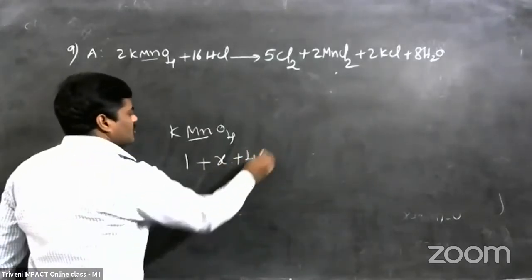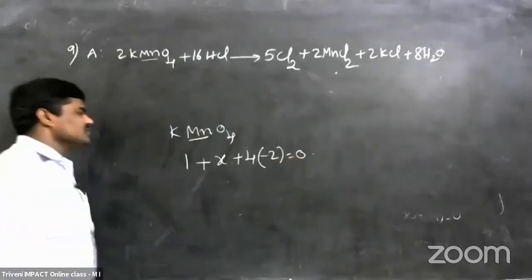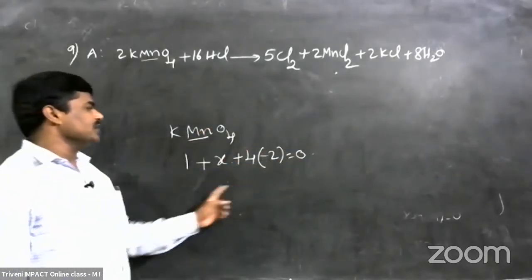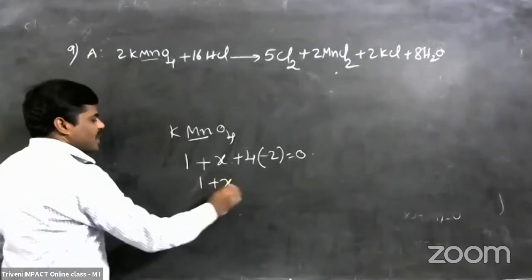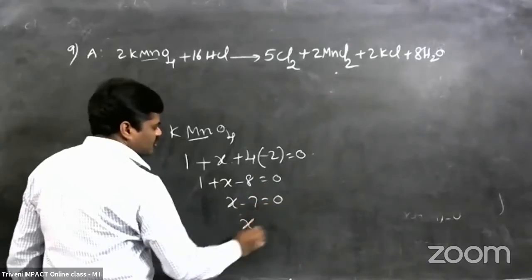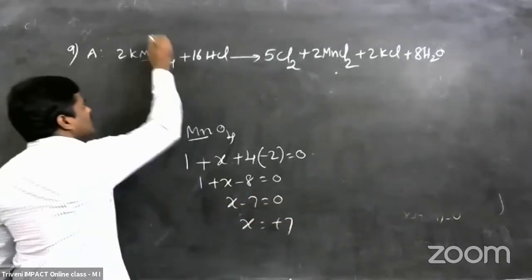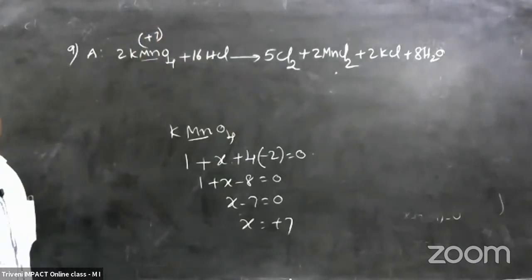Plus 4 into each oxidation state is -2. The sum of the oxidation numbers of all the atoms in a molecule is 0. So 1 plus x minus 8 is equal to 0. X minus 7 is equal to 0. X is equal to +7. So in KMnO4, Mn oxidation state is +7.